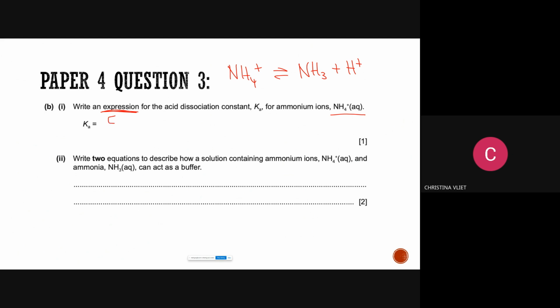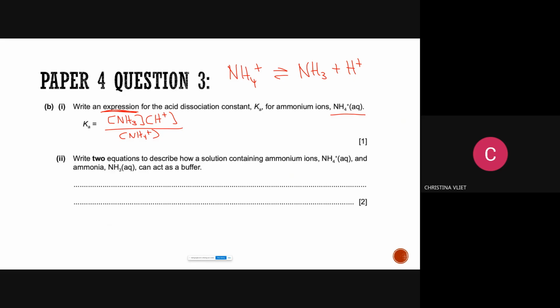So then what is the expression? NH3 times H plus over NH4 plus. Products over reactants. Good so far? That's all that is. Products over reactants, but for the expression, you must include the identities of what you have. If you write products over reactants as your answer, you're not going to get the mark because they want it specifically for this substance.